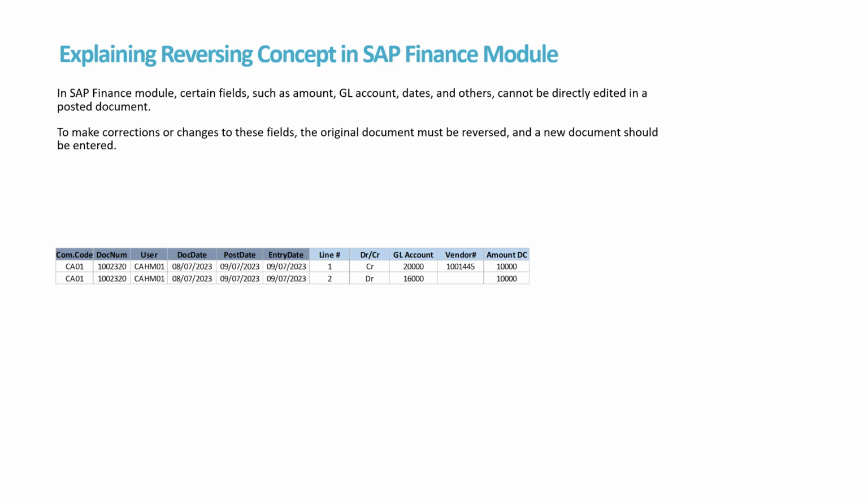In SAP Finance Module, certain fields such as amount, GL account, dates, and others cannot be directly edited in a posted document. To make corrections or change to this field, the original document must be reversed and new document should be entered. For instance, let's consider a case where we have posted document, the one that you see in your screen, but later realized that we need to increase the amount due to missing tax line.